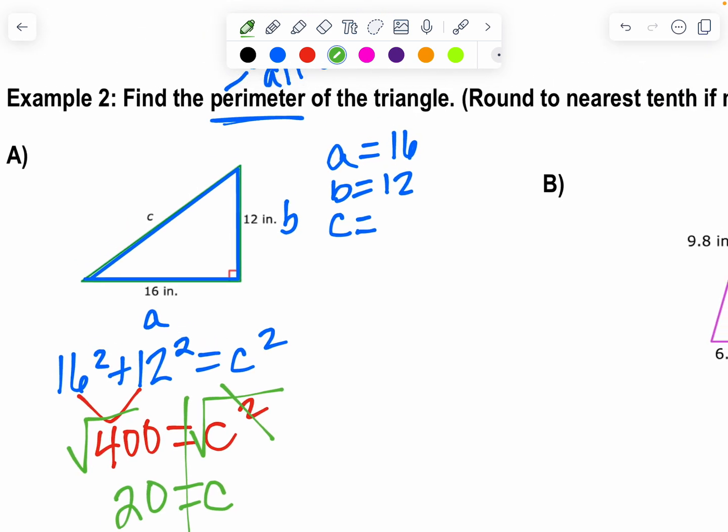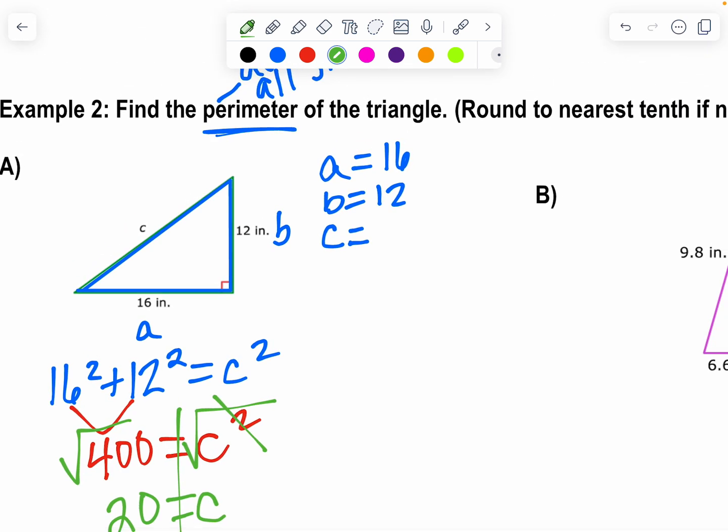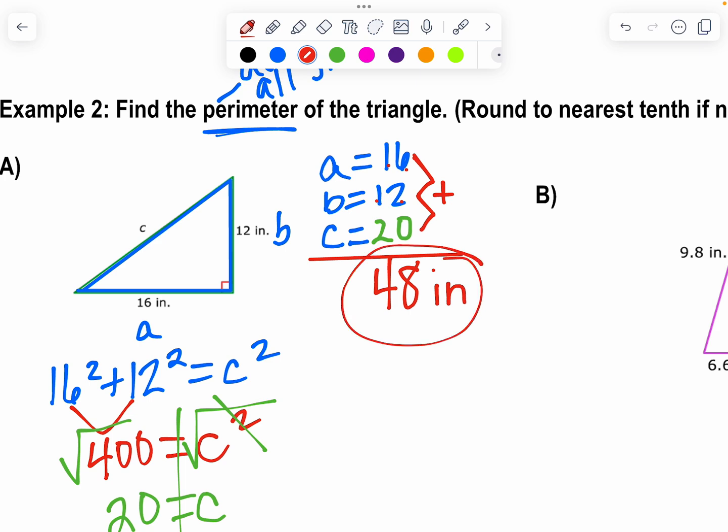So that's not our final answer because we got to find the perimeter. So I'm going to put 20 up here. Now what I have to do is add 16 plus 12 plus 20. I got to add all of those to get my perimeter. So 6 plus 2 is 8. 1 plus 1 is 2, plus 2 is 4. 48 inches is the perimeter.